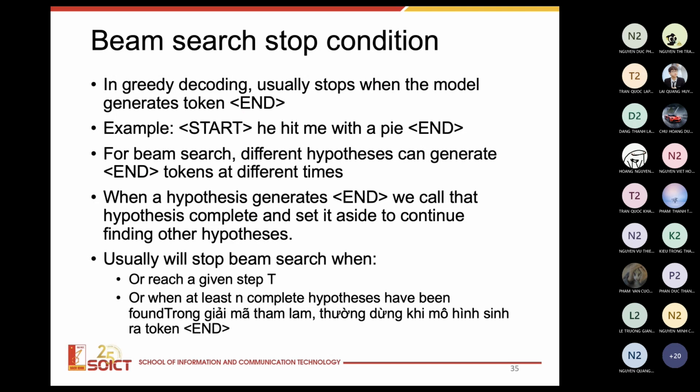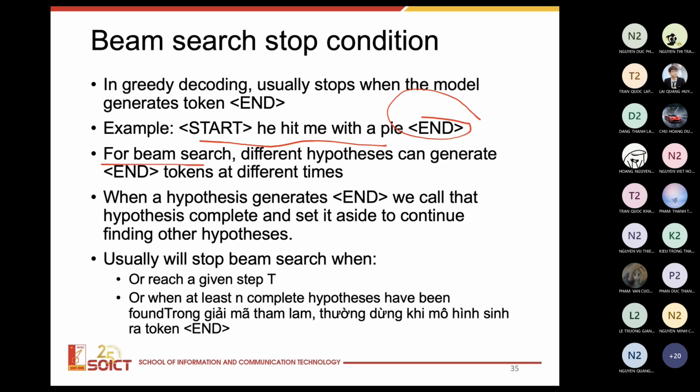Okay, so for beam search, in greedy decoding, not in beam search, but in greedy decoding, the algorithm usually stops when the model generates the END token, right? For example, start, he hit me with a pie, and then okay, we found the target sentence, right?